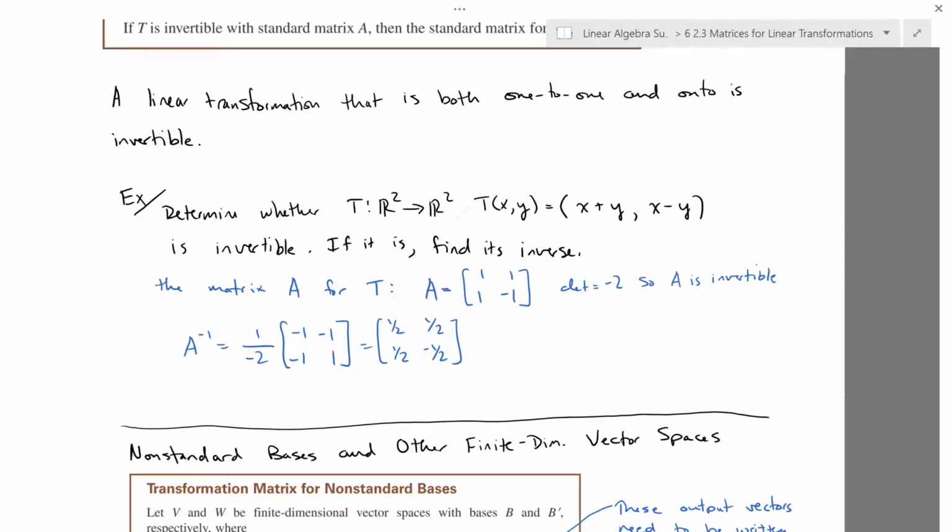And okay, so if we want to write it back in the form of a formula like this, then T inverse of (x, y), right, so it's 1/2 x plus 1/2 y, and then 1/2 x minus 1/2 y.